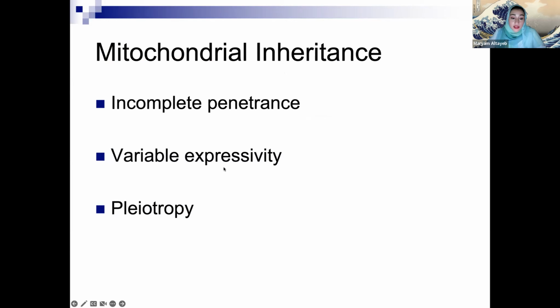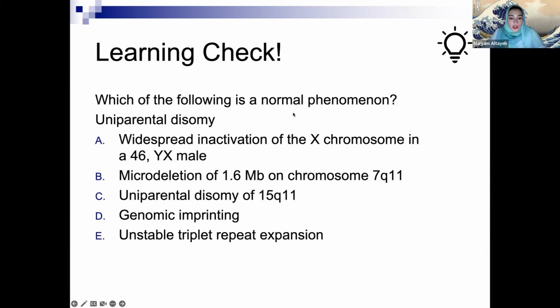Variable expressivity means one specific symptom or finding can be very mild in a patient and very severe in another patient within the same spectrum. And incomplete penetrance means that maybe not everyone with a disease would get it necessarily. If you have, for example, 100 people with the same mutation in mitochondria, maybe 60 to 70% of them will clinically manifest and the remainder won't. And that's what we call incomplete penetrance. Okay. Any questions so far?